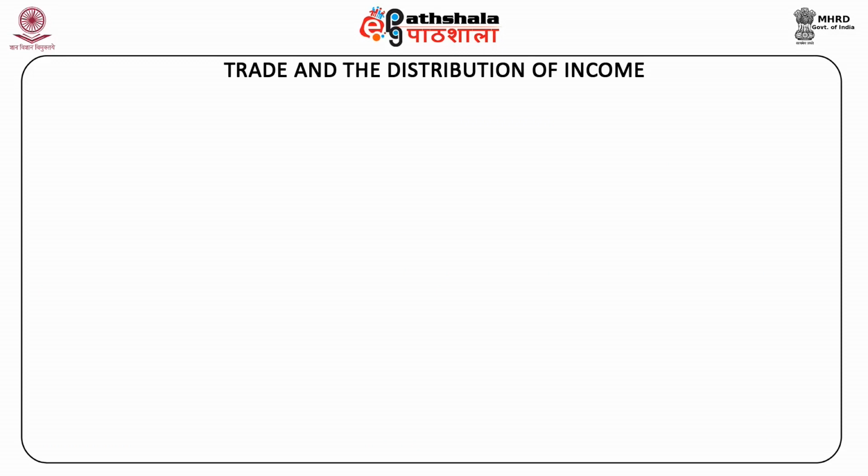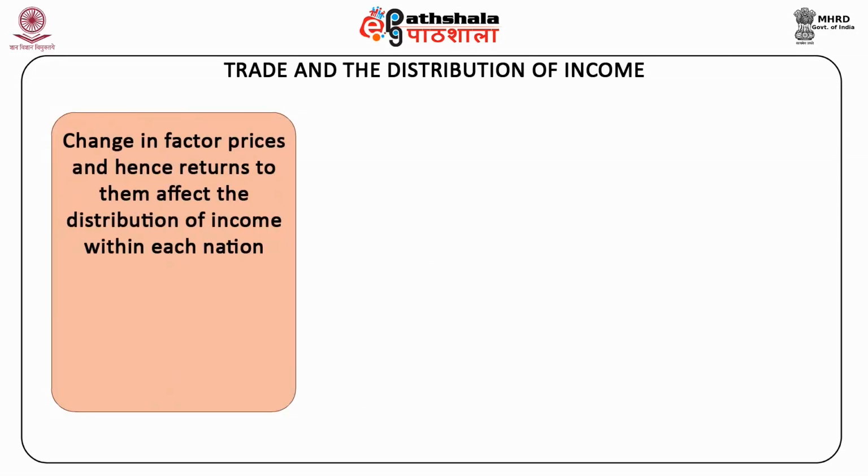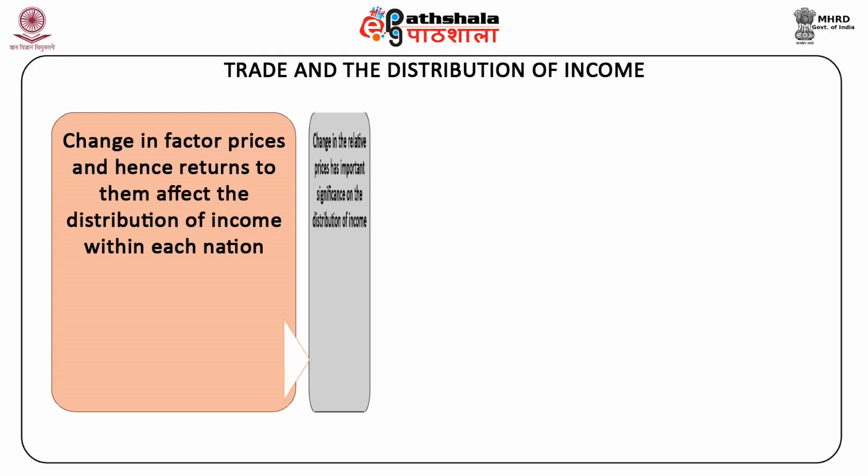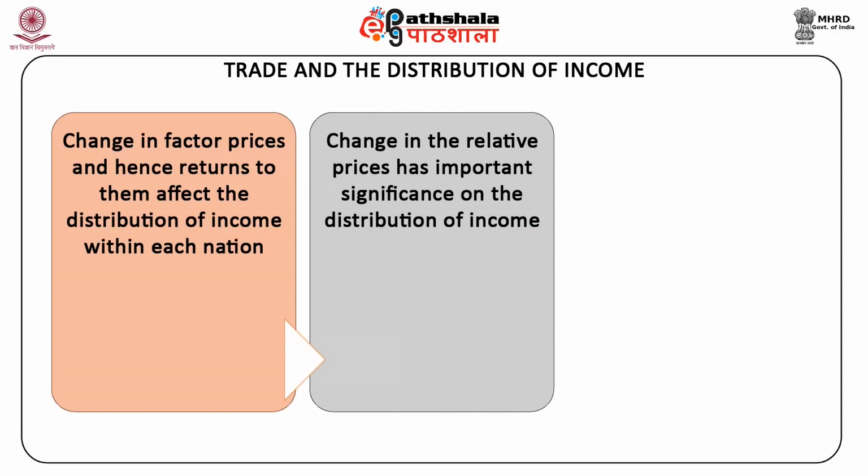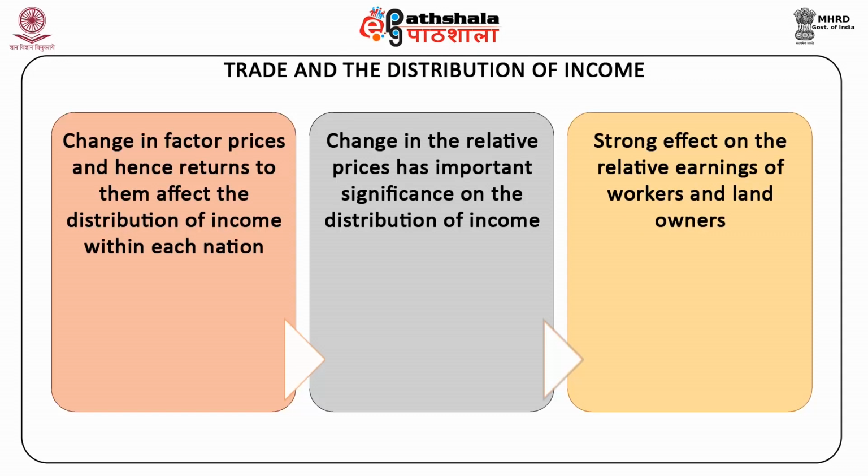Moving on, let us discuss trade and the distribution of income. In the previous section, we analyzed the effect of trade on factor prices. Now we will see how this change in factor prices, and hence returns to them, affects the distribution of income within each nation. In other words, the change in the relative prices has important significance on the distribution of income. That is, it has a strong effect on the relative earnings of workers and landowners.